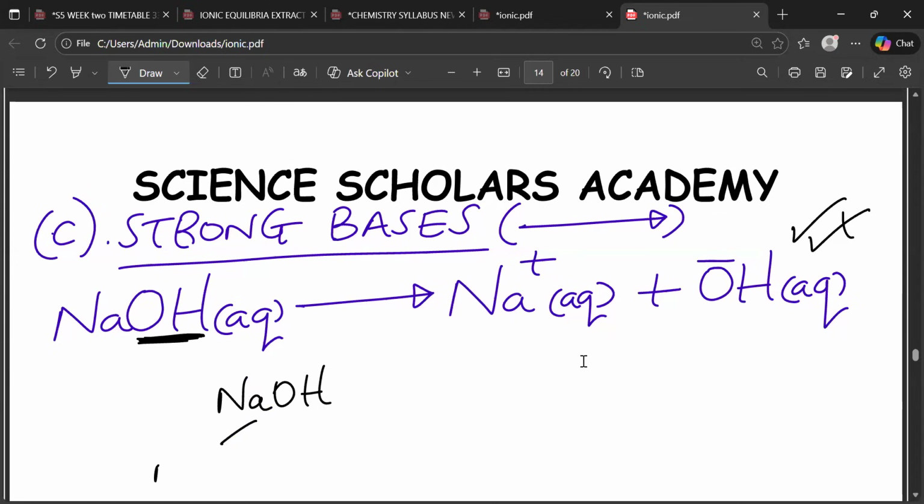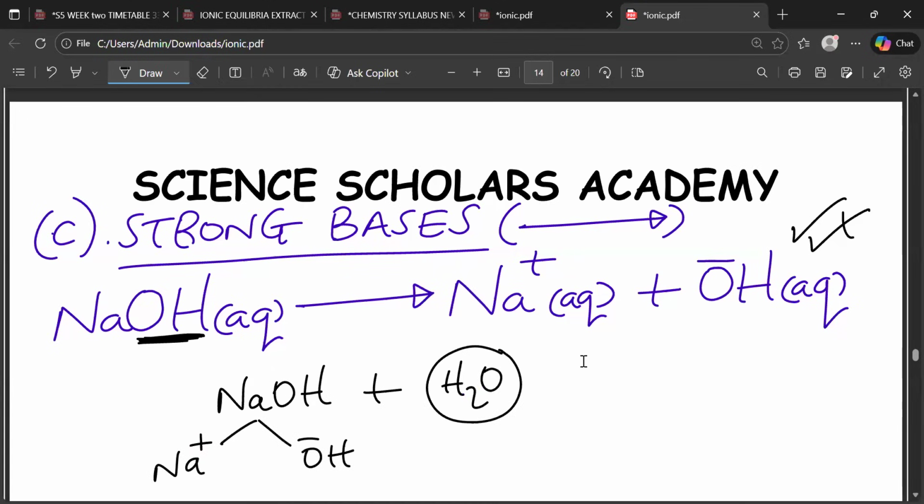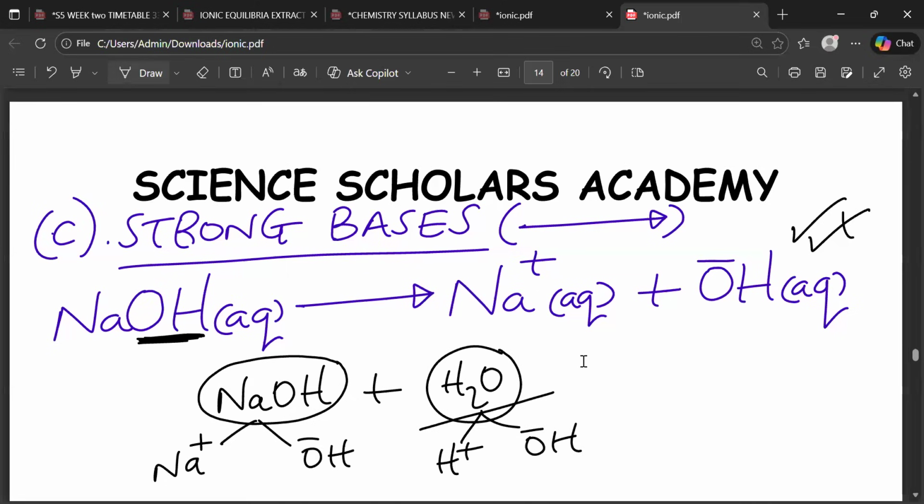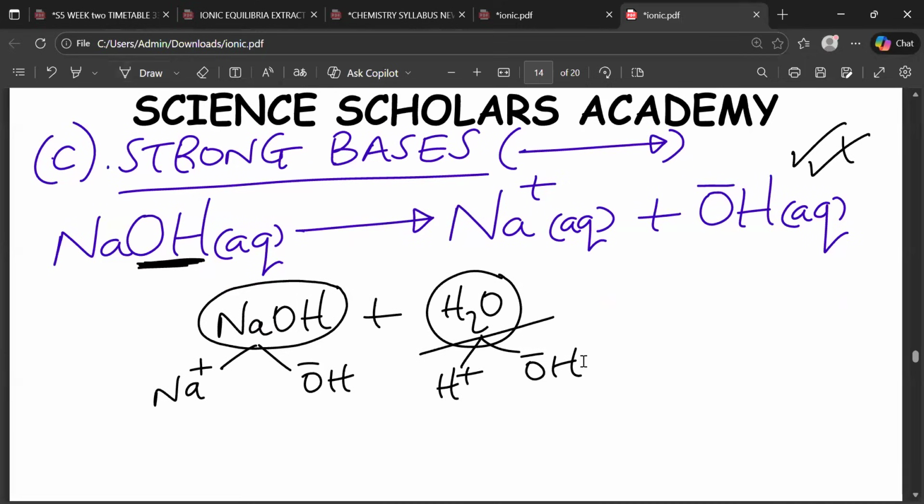Just assume this one is sodium ion, then this one is hydroxide ion. Then you come and add water. What do you even want the water to do? Because we know that bases are proton acceptors. So if you want it to accept a proton from water, remember water has the H plus and the OH minus. It is very weird. It's like you will again form water. It doesn't even add up. Even if you try to do it, nothing can happen.